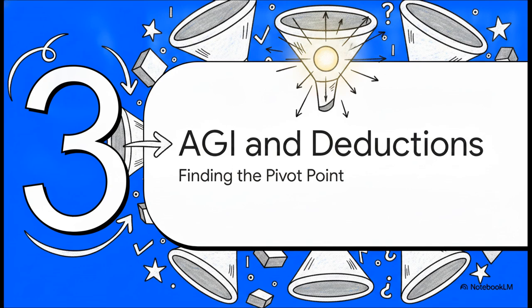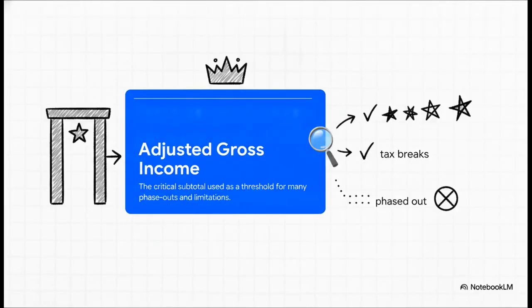Now for step 3, navigating AGI and deductions, which is really about finding that pivot point. So the crucial point is that we're zooming further down the funnel to examine the most critical subtotal in your entire tax calculation. AGI isn't just some random math output. Adjusted gross income is literally the ultimate VIP checkpoint for your personal finances. It is the critical subtotal that the government looks at to decide whether you qualify for a whole host of tax breaks or whether you just make too much money and get phased out of them entirely.